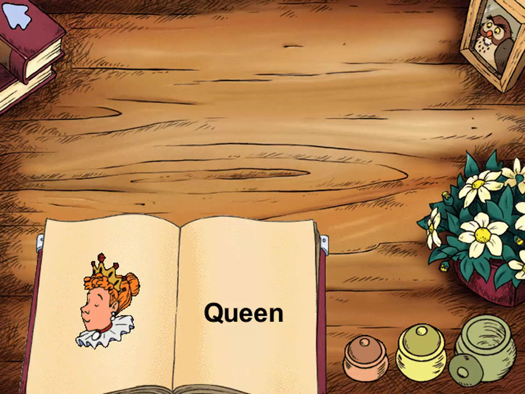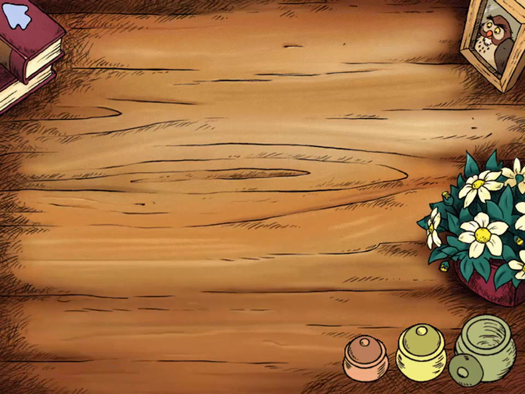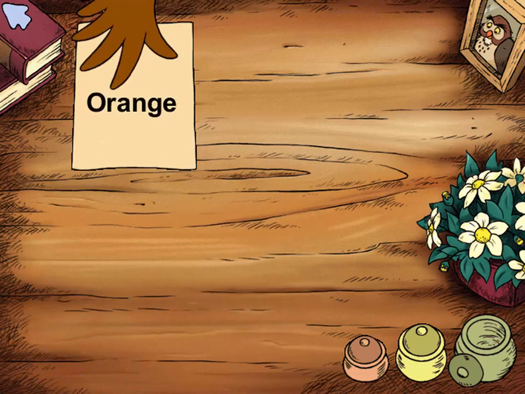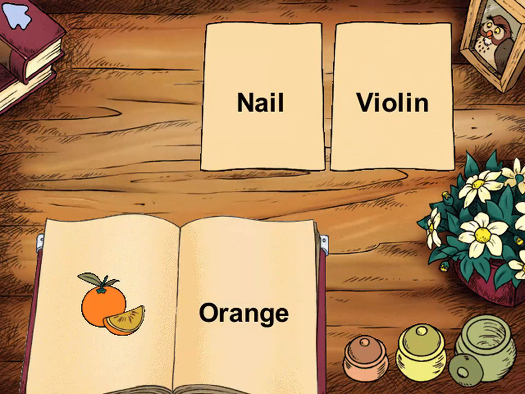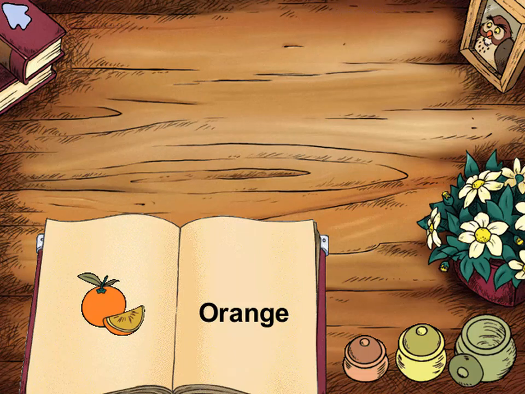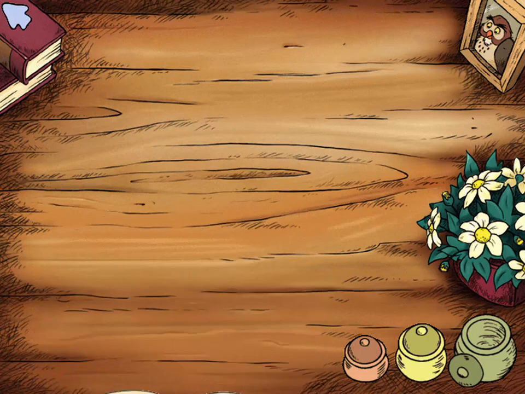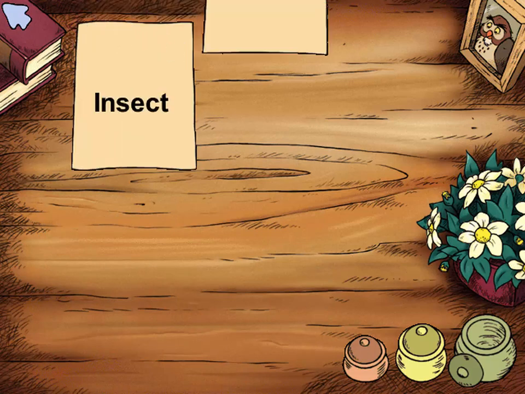Yes, that's the proper word. Queen. The queen is a lovely woman. Are you ready to read more words? Orange. An orange is a fruit and a color. Oh, you are quite good at this. Let's match some more words and pictures, shall we?